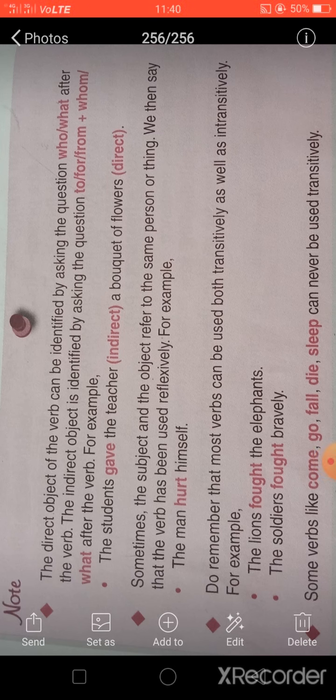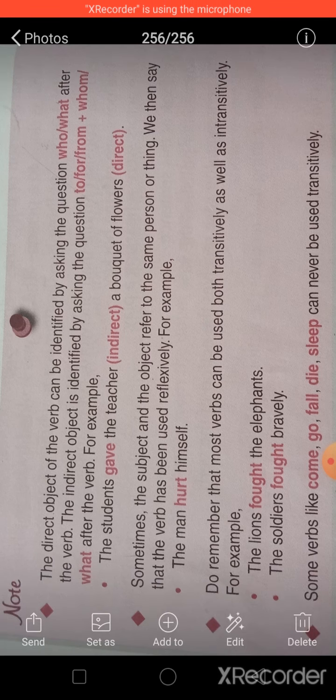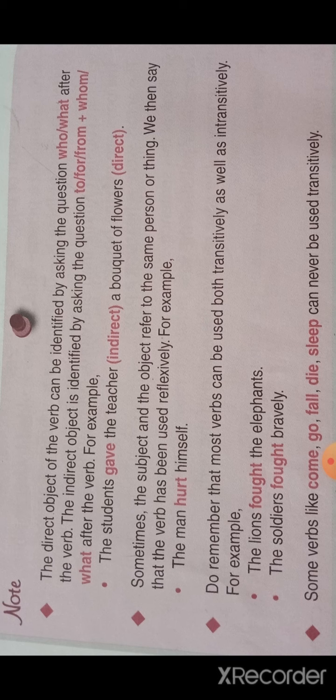Now the direct object of the verb can be identified by asking the question who or what after the verb. So this is the rule for finding out the direct object. You have to ask the question after the verb. This you need to remember, that the question we have to ask, we have to ask after the verb. And the indirect object is identified by asking the question to, for, from whom or to, for, from what after the verb. Okay, for example, let's see the example.